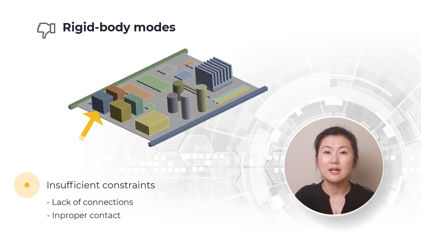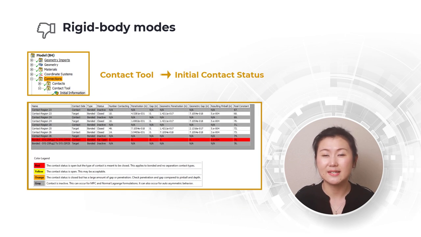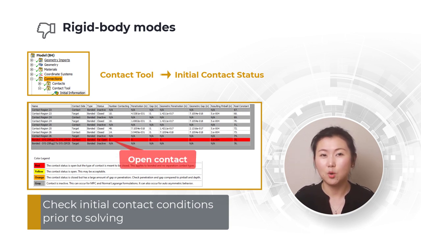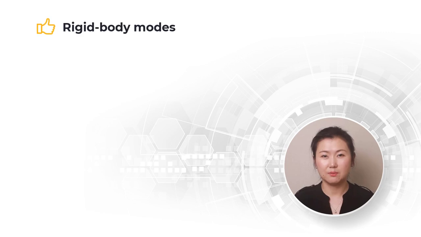A typical cause here is improper contact definition, so it's always a good idea to check the initial contact status using the contact tool before solving. For more details, please see our video on checking initial contact conditions prior to solving. Doing so will save a lot of time, as the initial contact check is much quicker to perform than the regular modal analysis. As you can see here, the contact pair highlighted in red indicates an open contact, which needs to be addressed.